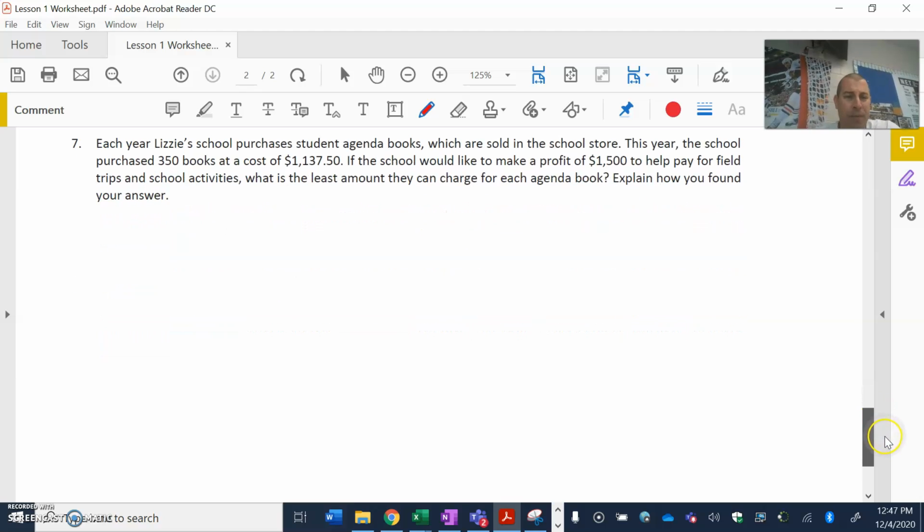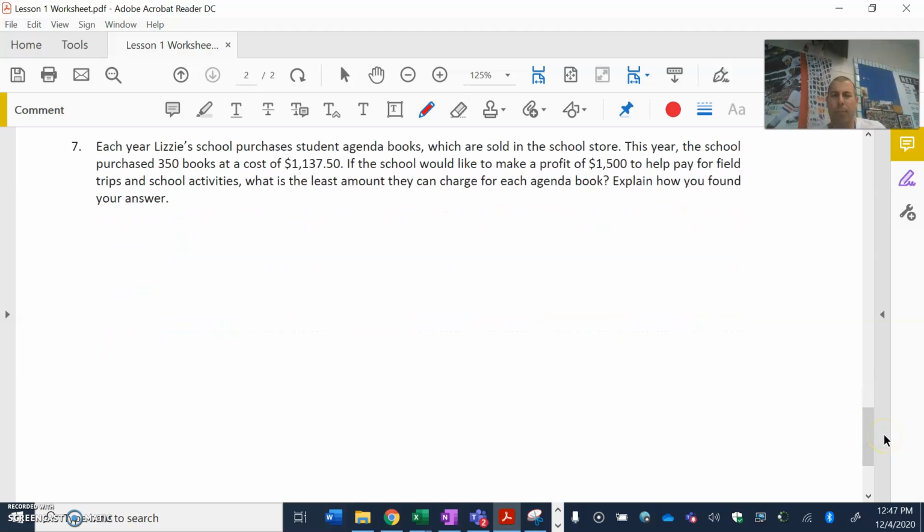Let's go to question number 7 here. We'll finish up with 7, and then I'll let you clean up what's in between. It says each year Lizzie's school purchases student agenda books, which are sold in the school store. This year, the school purchased 350 books at a cost of $1,137.50. If the school would like to make a $1,500 profit to help pay for the field trip and school activities, what is the least amount they can charge for each agenda book? Explain how you found your answer. Okay, explain, show work, all those types of things.